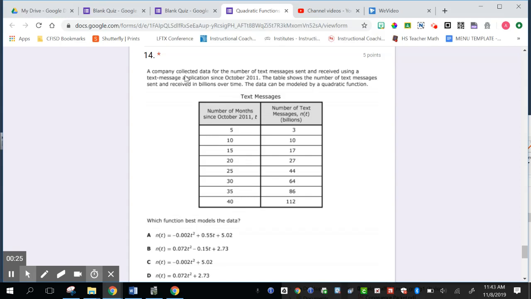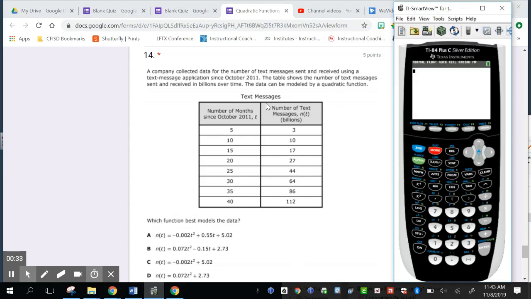All right, and if you were to read this paragraph here, it says the data can be modeled by a quadratic function. So I'm going to copy this table that they gave me by going to stat, and I want to edit my list of points. I'm just going to put the x values here into list 1 and the y values into list 2, and I already did that.